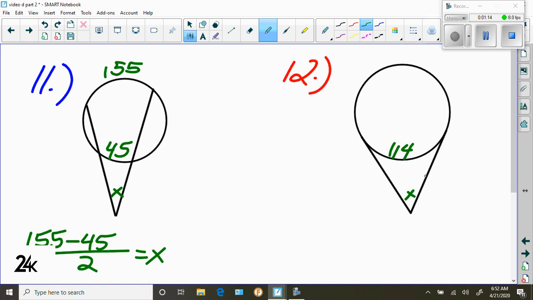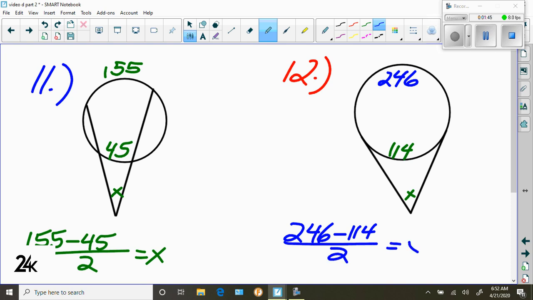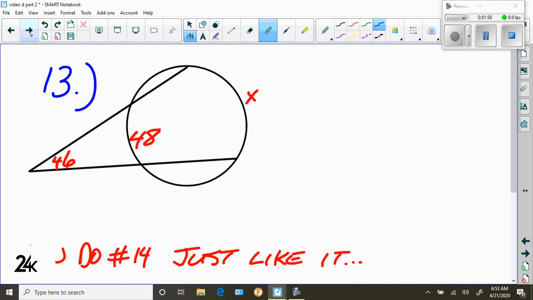Blanchard, I don't have a number to subtract. Well, all you have to do is figure out the other part of the circle first. And everybody knows that there's 360 degrees in a circle. So this would have to be 246. And if you add those two up, that's 360. Well, now it's on the outside, so you subtract. 246 minus 114 divided by 2 equals x. Okay? So I want you to figure those out. Piece of cake.